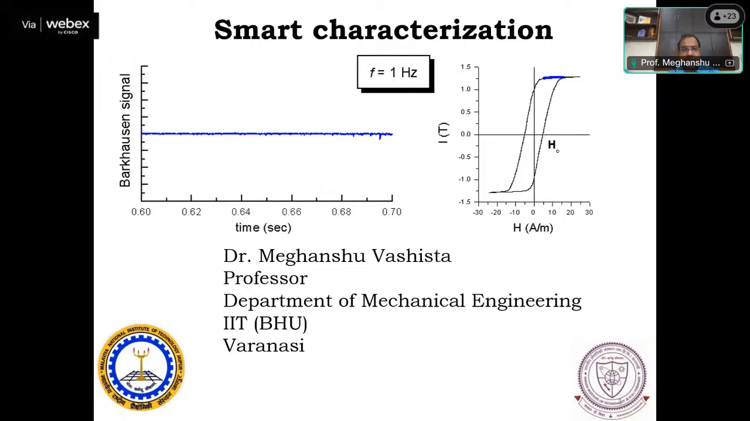I hope the first slide is visible to all of you. It is a smart characterization of material. You are able to see the generation of Barkhausen noise signal at the left hand side, and at the right hand side it is hysteresis loop generation, that is magnetic hysteresis loop. Is it visible to all of you?